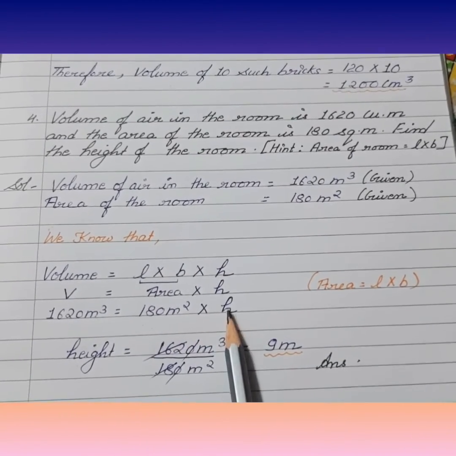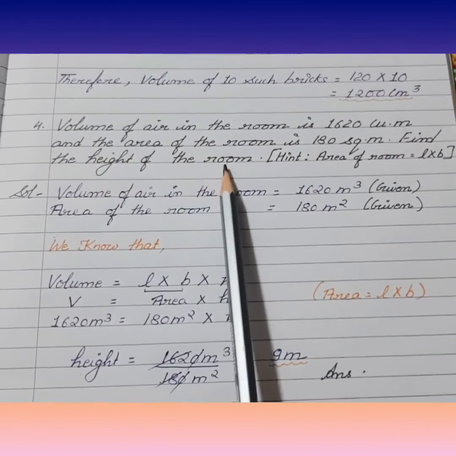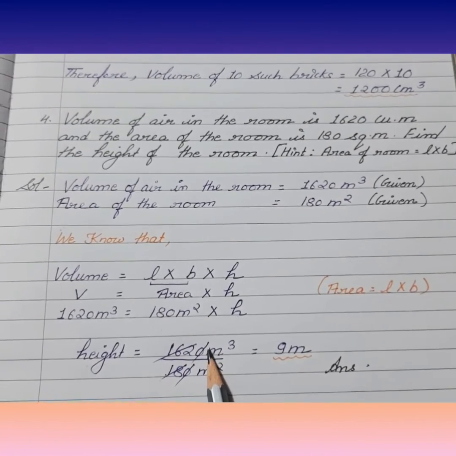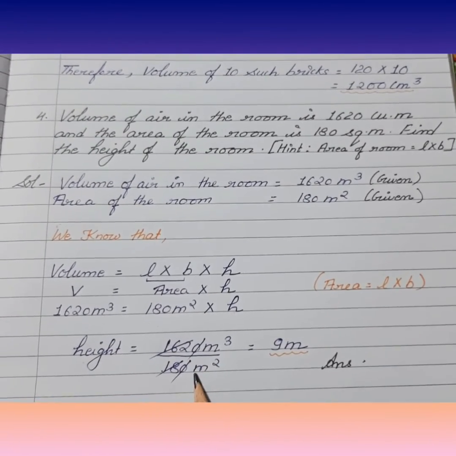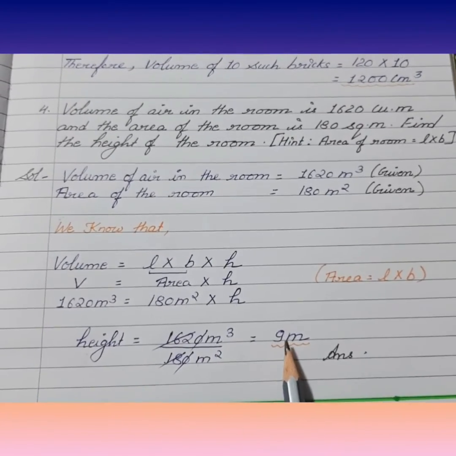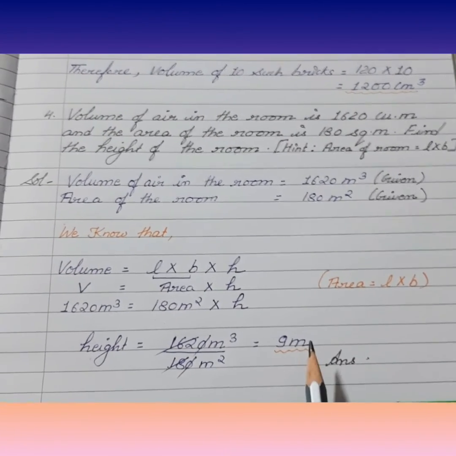Height is not given. According to the question, we have to find the height of the room. So to find out the height, we will write volume upon area. Now after cancellation, we will get 9 meter. Therefore, 9 meter is the height of the room.